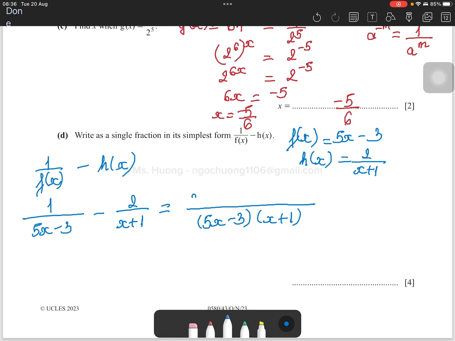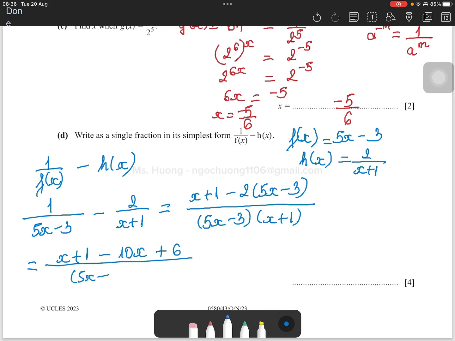1 multiplied by x plus 1 is x plus 1. And then minus 2 times 5x minus 3. Remember to put this in brackets. And now let's expand the brackets. x plus 1. Negative 2 times 5x is negative 10x. Negative 2 times negative 3 is positive 6, over 5x minus 3 times x plus 1.